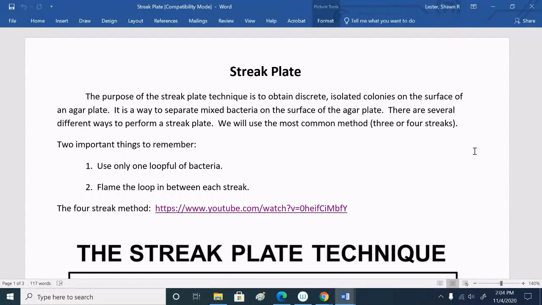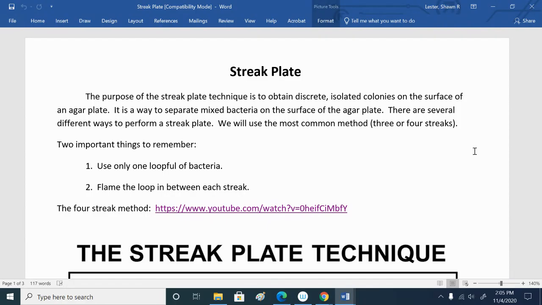But whenever you get a sample from a patient or the environment, it's going to be mixed. So you need a way to separate those mixed bacteria. And the streak plate technique is a good way to do that. When you do the technique, it's basically a dilution on the surface of the agar plate. And we'll see how that works. But if you do the technique right, you will separate those bacteria and they will form discrete, isolated colonies. Then you can take one of those colonies and use it to make a pure culture. So the streak plate technique is very important.